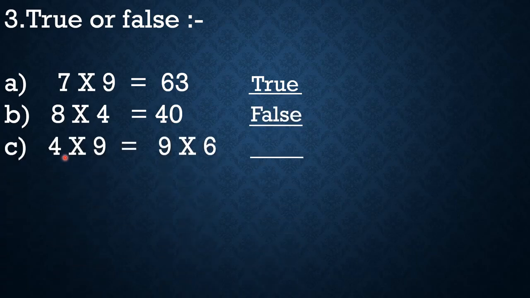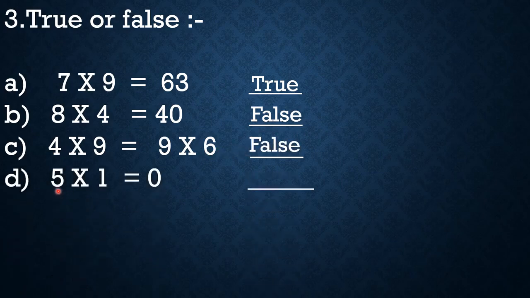Now in C part, 4 multiplied by 9 is equal to 9 multiplied by 6. This is the order property, but here it is given 4 multiplied by 9, and here it is given 9 multiplied by 6, and that's not correct. So we will write false. Okay. Now in D part, 5 multiplied by 1 is equal to 0. So 5 multiplied by 1, our answer should be 5, but it is given 0. So this statement is also false. So we will write false here.